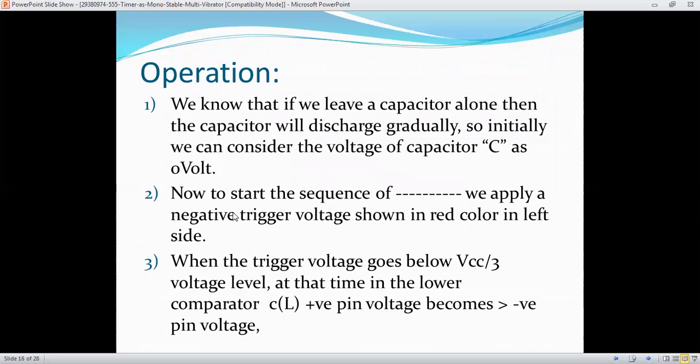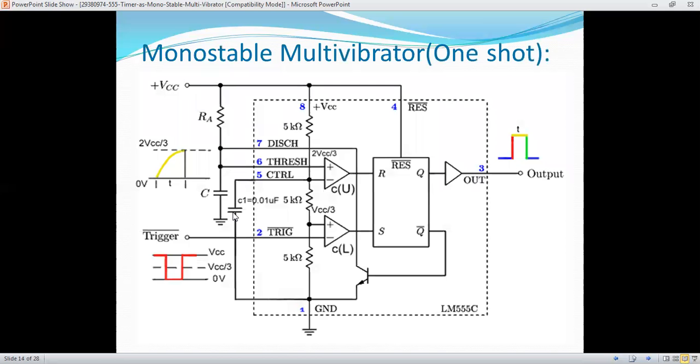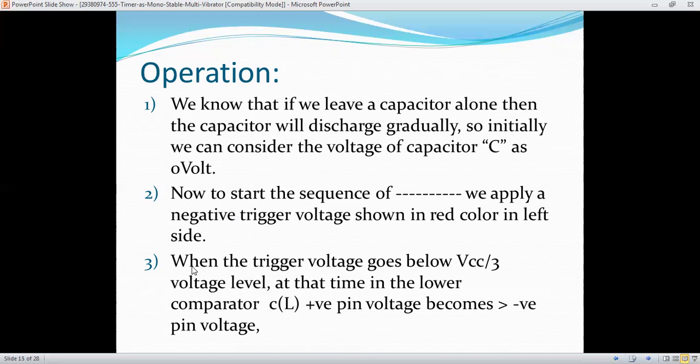Now the operation. We know that if we leave the capacitor alone, the capacitor will discharge gradually. So initially, we can consider the voltage of the capacitor as 0 volts. Now we apply a negative triggering pulse, negative triggering voltage, shown in red color on the left side. This is the input area.